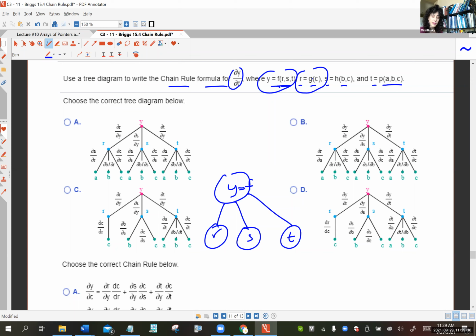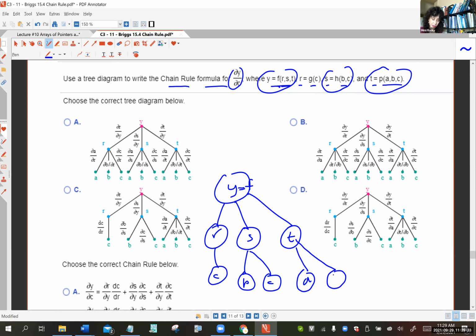But r is a function of only 1 variable, c. So he's just going to go down here. S looks like his other name is h, fine. He's a function of 2 variables, b and c. And then the last guy, t, is a function of 3 variables, a, b, and c. And you're pretty much done with a tree diagram.